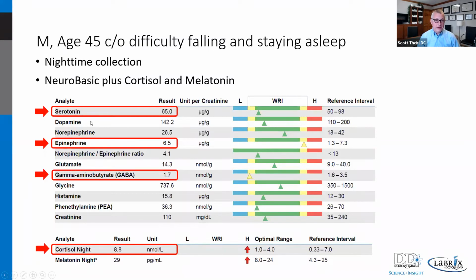So here we're doing pretty good on dopamine. We're doing pretty good on norepinephrine, but we're cranking out our epinephrine. We got to figure out a way to get that guy down. I would like that to be down closer to that like 2 range versus 6 with a reference range all the way up to 7.3. So we need to figure out a way to inhibit that.